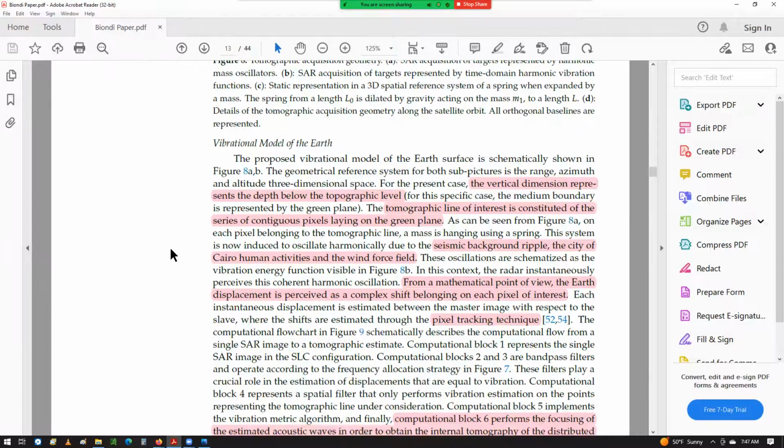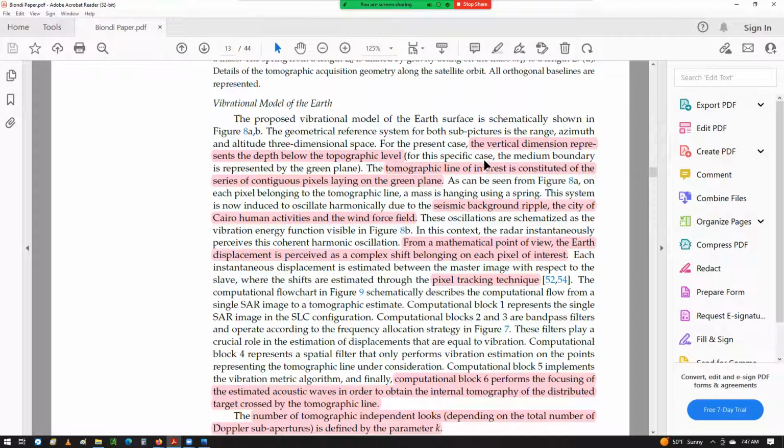Okay, so let me see the vertical dimension of the tomographic line. Here, the tomographic line of interest is constituted of the series of contiguous pixels lying on the green plane. I'm going to show this to you in a moment.